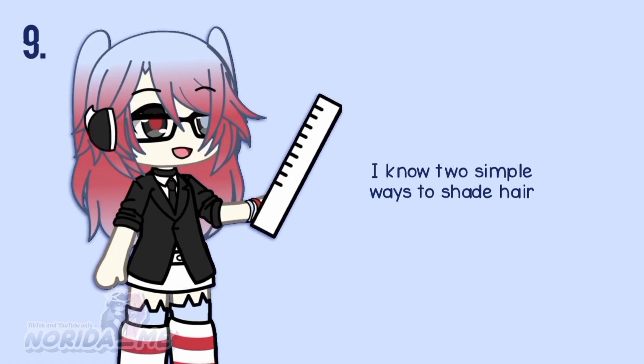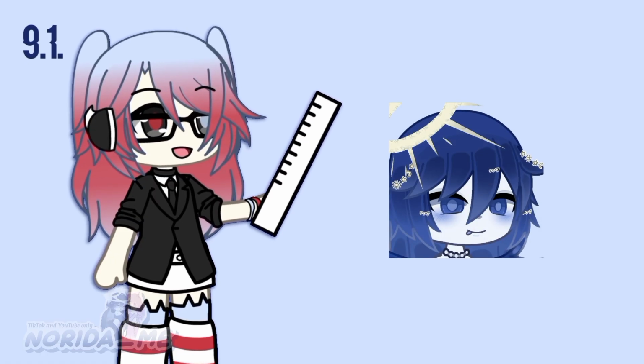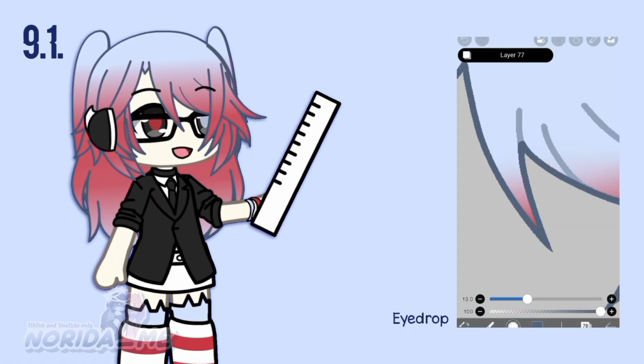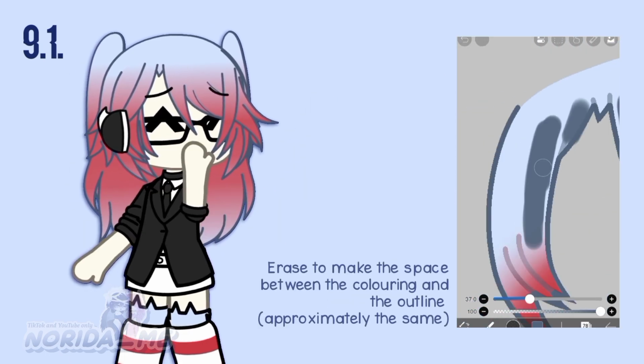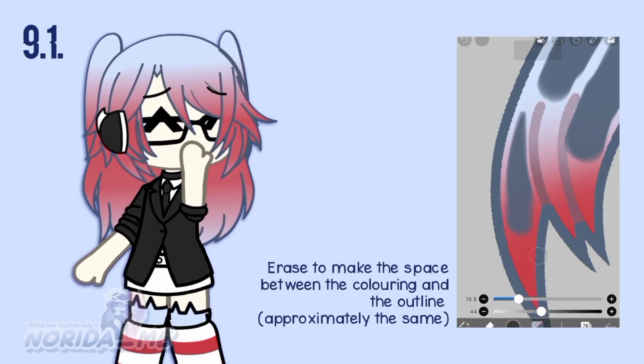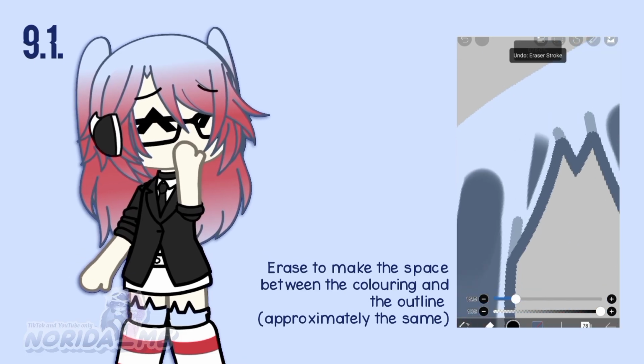Basically, I know two simple ways. The first one is the one you see right now. You eyedrop the color of the outline, then color the strands of hair with a circle-ish end on top. Make sure to leave some space between the outline and the shading, approximately the same distance.